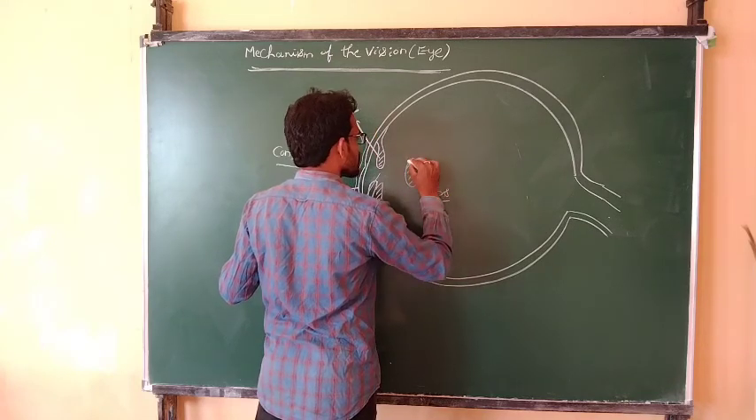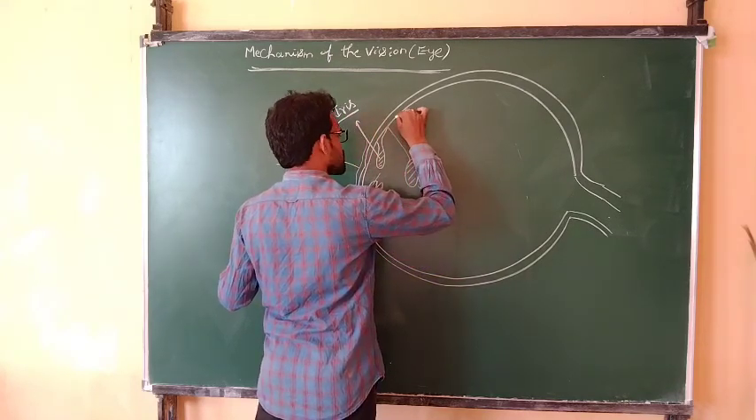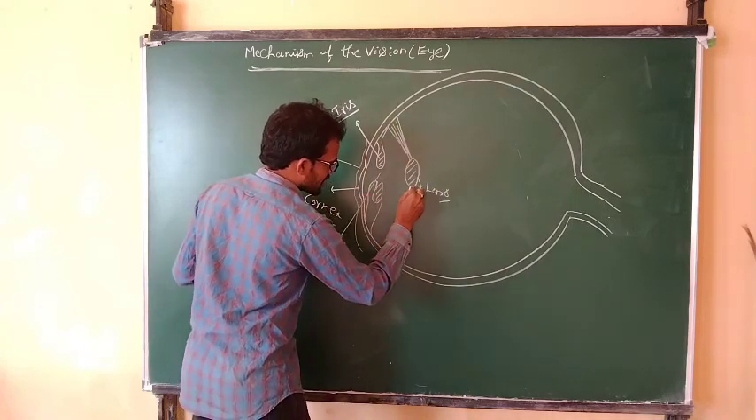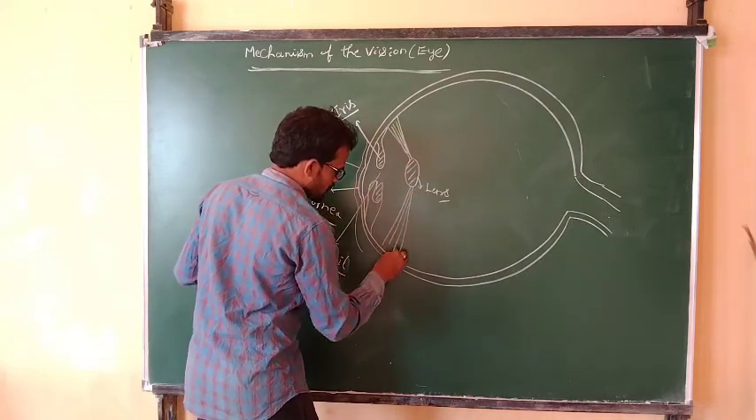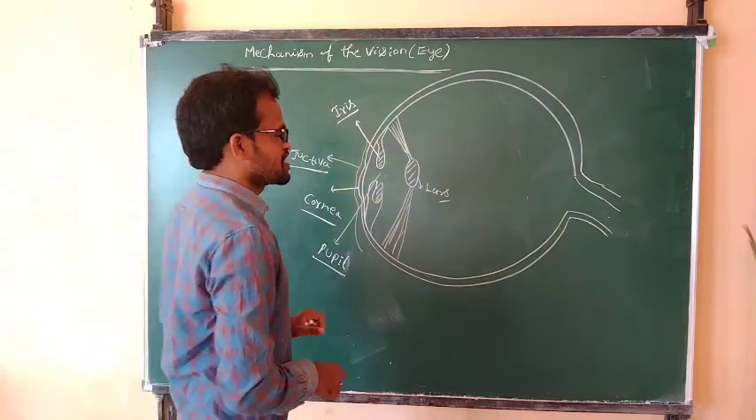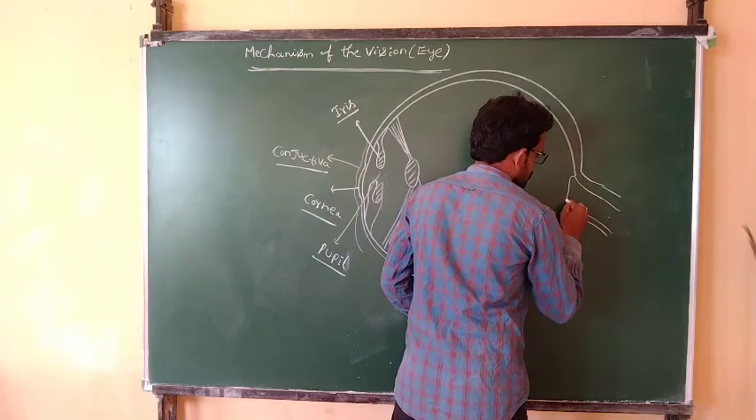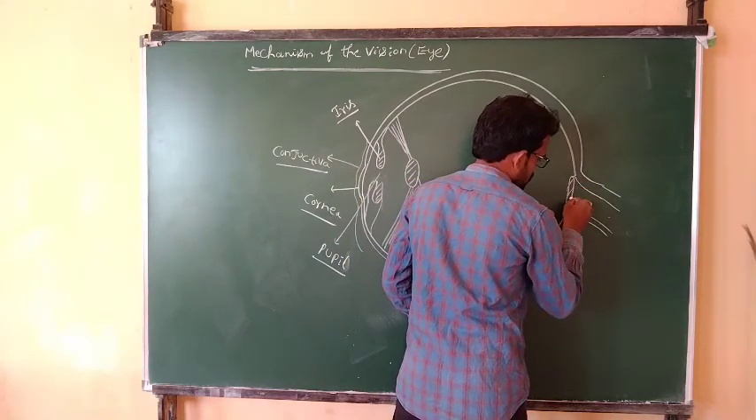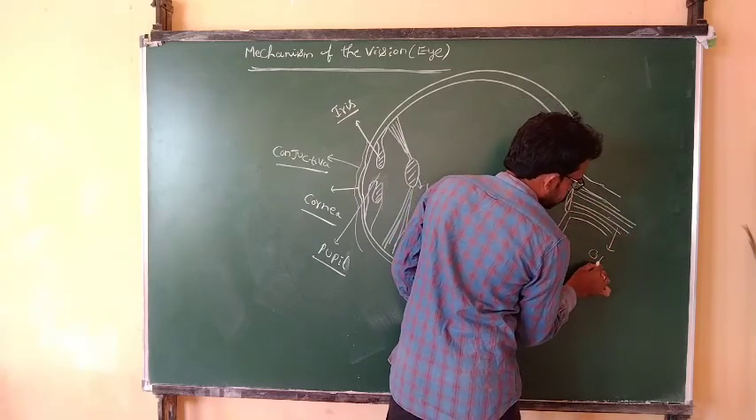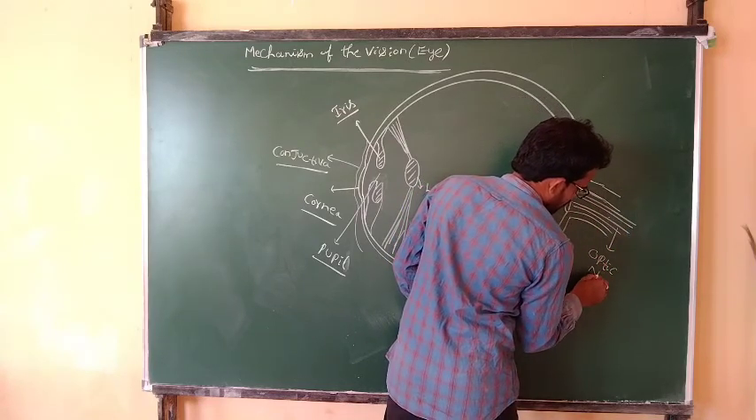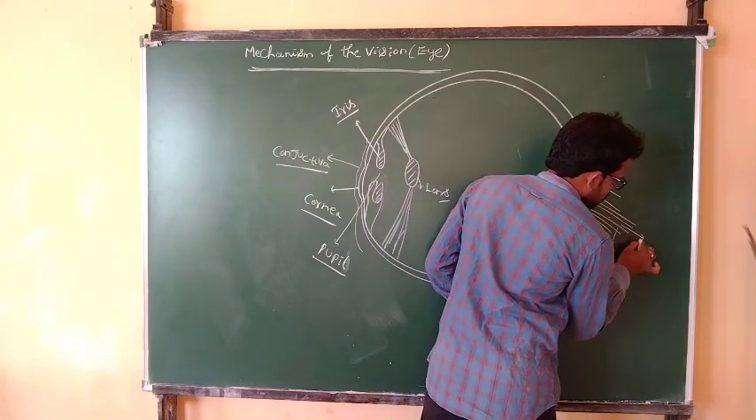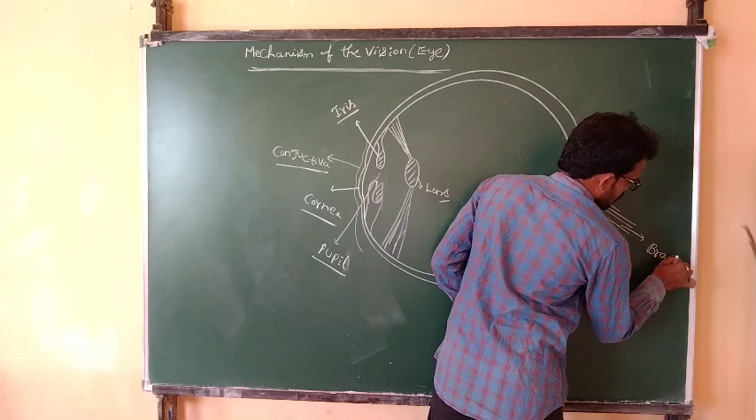The next important part is the lens. The lens is held by suspensory ligaments. These are the optic nerves. The optic nerve passes into the brain.